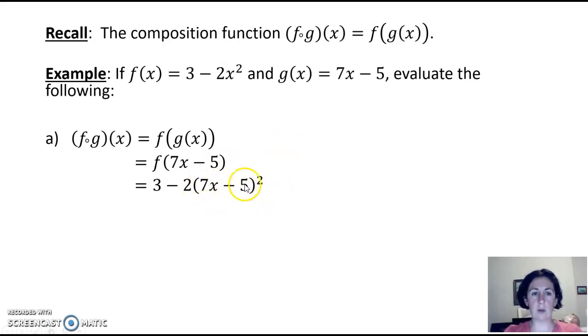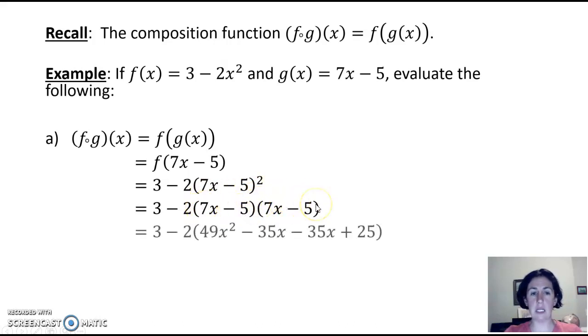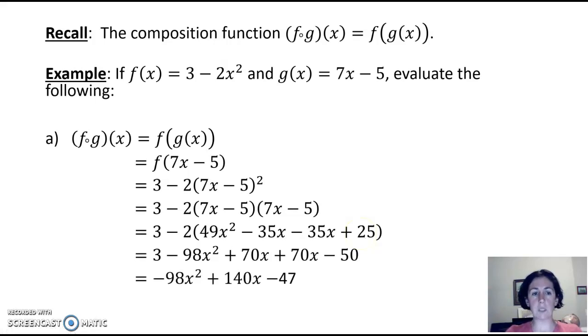So we'll do 3 minus 2 times 7x minus 5 squared. Here we'll have to distribute this out, 7x minus 5 times 7x minus 5. So I'll do that distribution that you call FOIL. Everybody in the first group gets multiplied to everybody in the second group. And so now I can distribute my negative 2 to everybody in there, combine all of my like terms, and I see that f composed with g of x is negative 98x squared plus 140x minus 47.